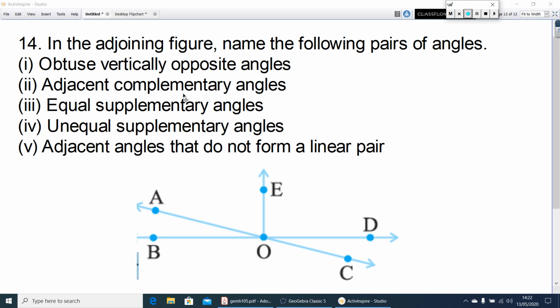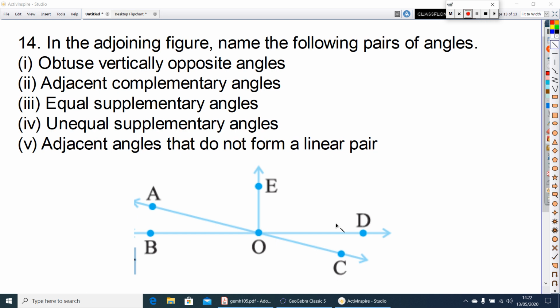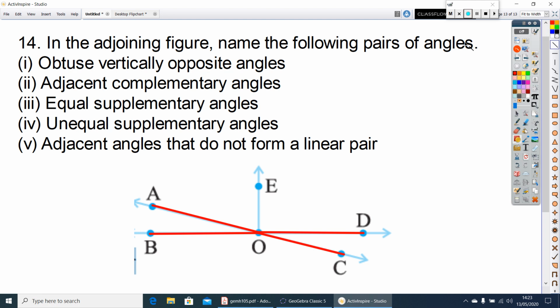This is the last question of this exercise. In the adjoining figure, name the following pairs of angles. Obtuse vertically opposite angles. Vertically opposite angles you find out, and that too obtuse angles. In this figure, obtuse vertically opposite angles are angle AOD and angle BOC. These two angles are obtuse vertically opposite angles.